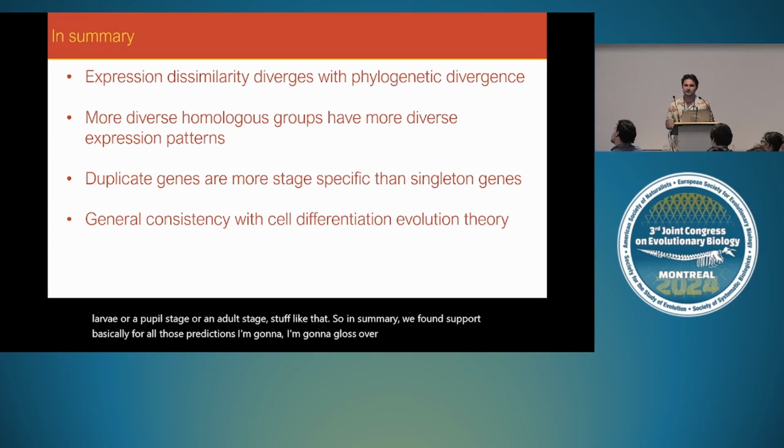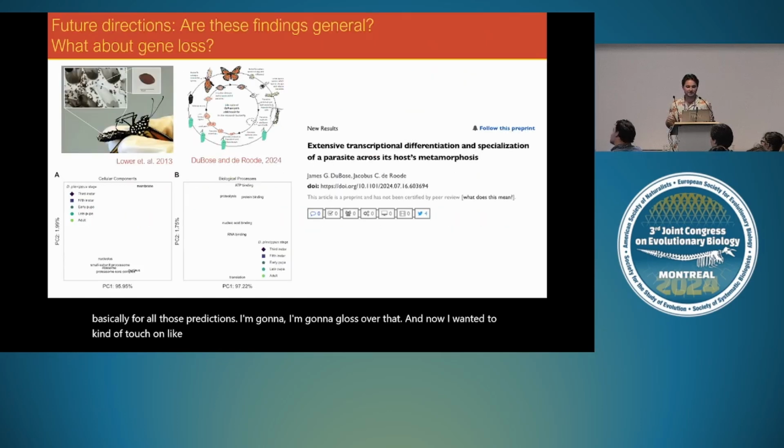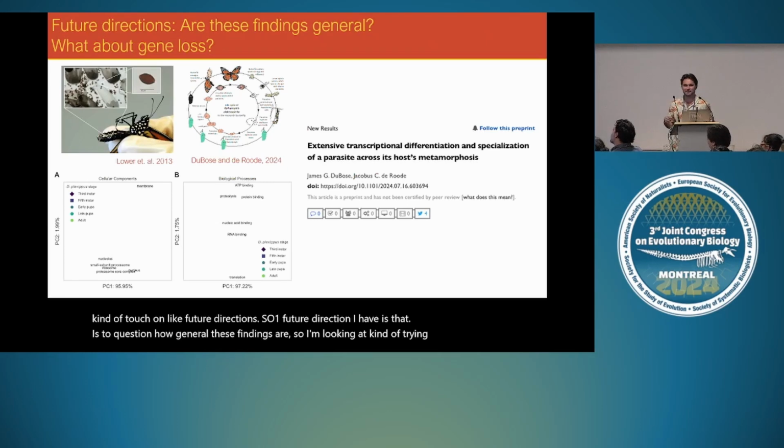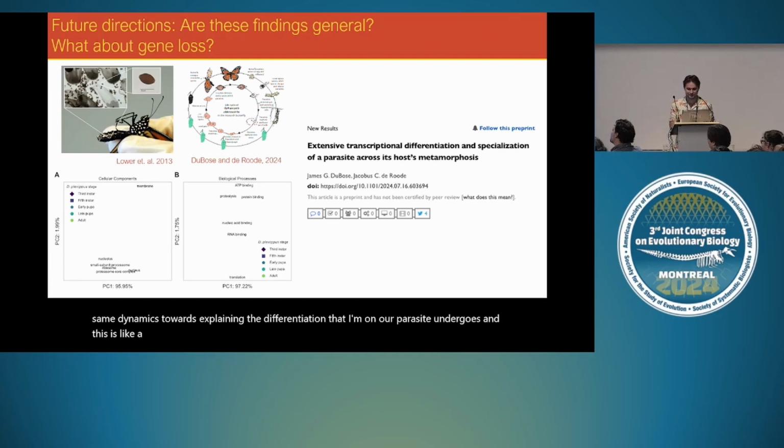Now I wanted to touch on future directions. One future direction is to question how general these findings are. I'm trying to apply these same dynamics towards explaining the differentiation that a monarch parasite undergoes, which is a way diverged group, so that's kind of cool.